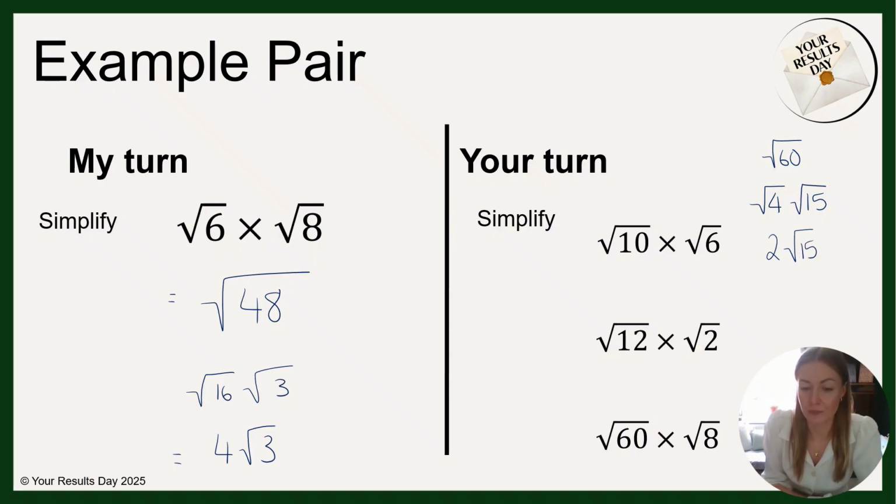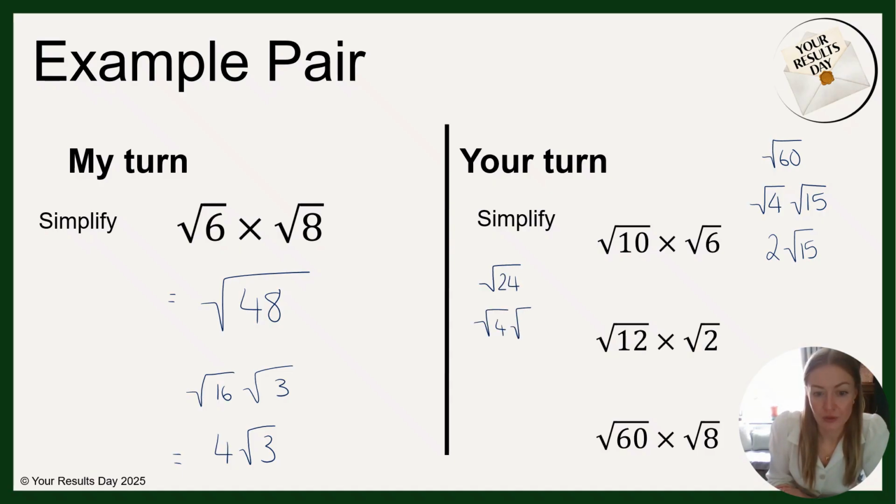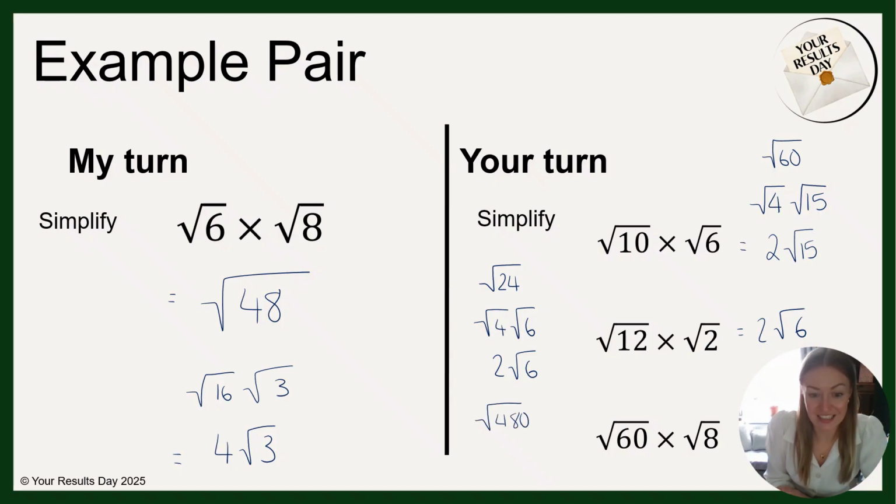So 2 root 15. For this second question, we've got root 12 times root 2, which I know to be root 24. That simplifies to root 4 root 6, which simplifies to 2 root 6. So this one was 2 root 6. And our last one, root 60 times by root 8 is root 480. I know that 16 goes into 480 multiplied by root 30 based on the example I gave on the left, which simplifies to 4 root 30.